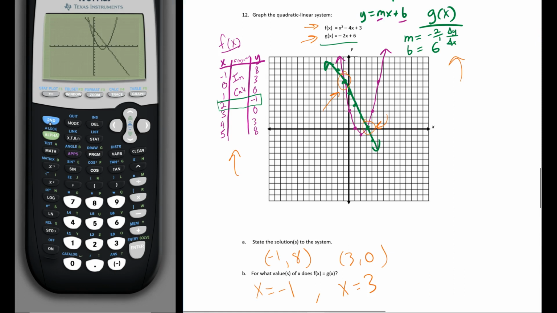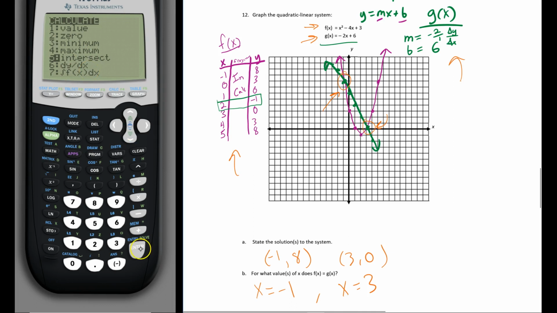Okay, so I've graphed these two functions in my calculator, one of them in y1, the other one in y2, and I'm going to figure out how to do this whole process in my calculator. So the first thing you want to do is hit the second button, and then hit the trace button, and that'll bring you to this calculate screen. And we're looking for the solutions for this system, so we're looking for the points where they intersect.